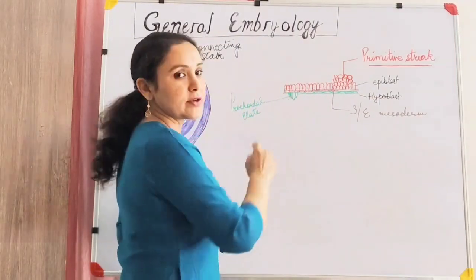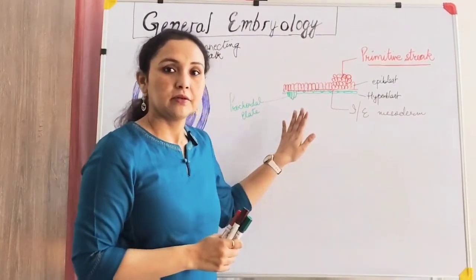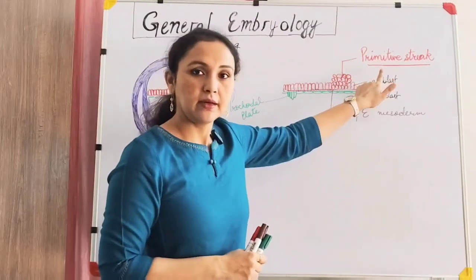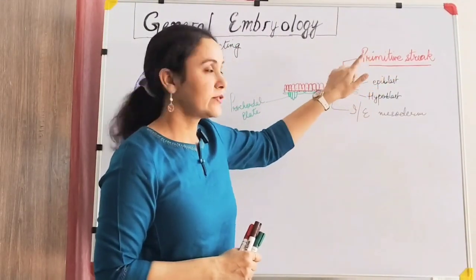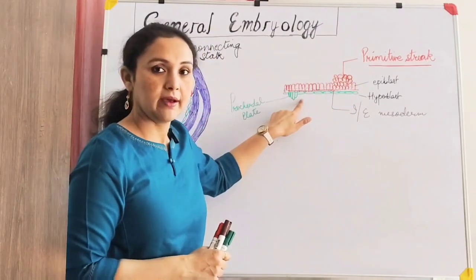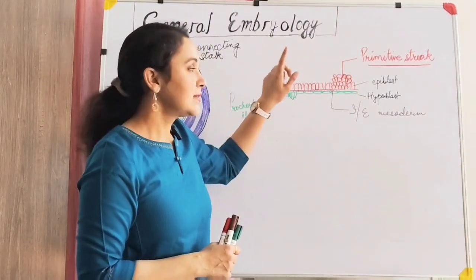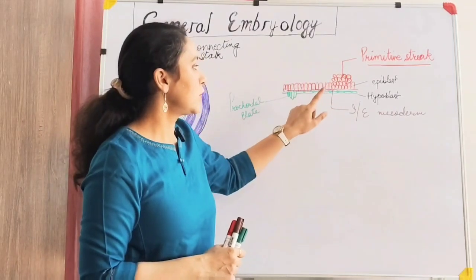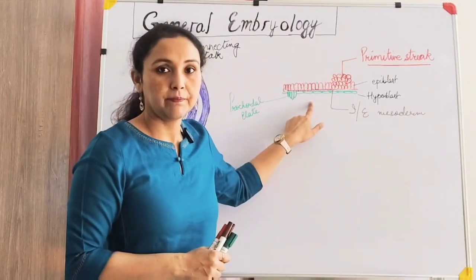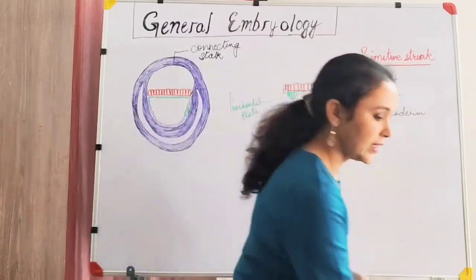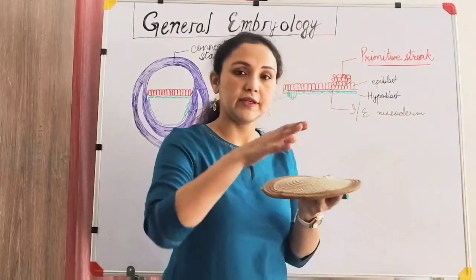So now this process is known as gastrulation. What is gastrulation? It is the formation of the primitive streak, and from the primitive streak, the formation of the third germ layer. Finally, the three definitive germ layers, that is ectoderm, mesoderm, and the endoderm. This is known as gastrulation. Now with gastrulation, if we again take consideration of this disc.